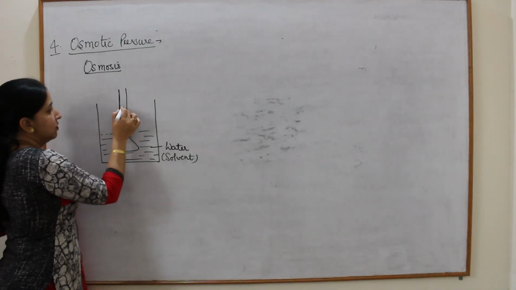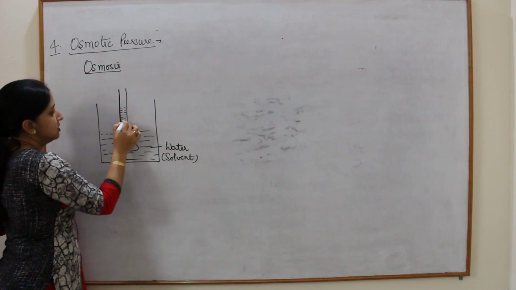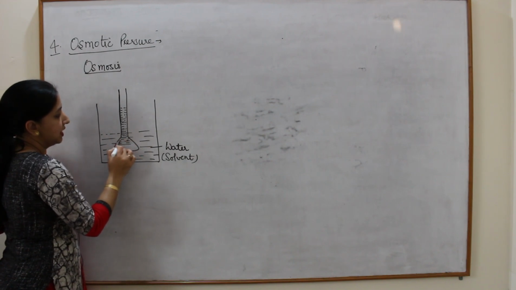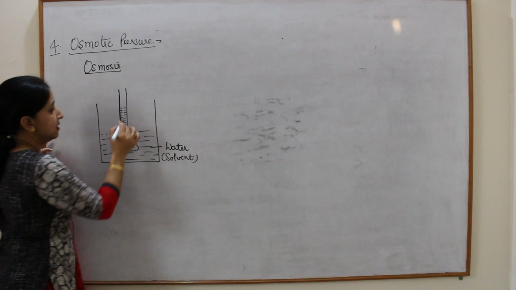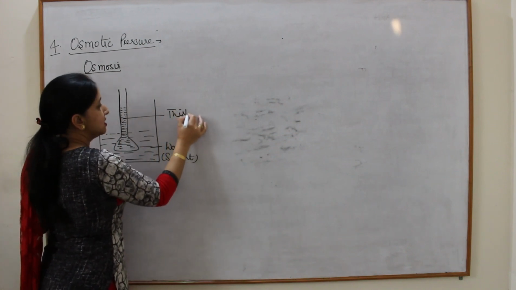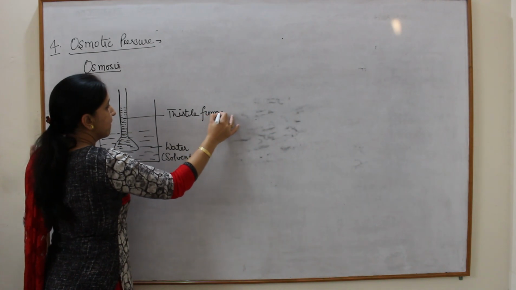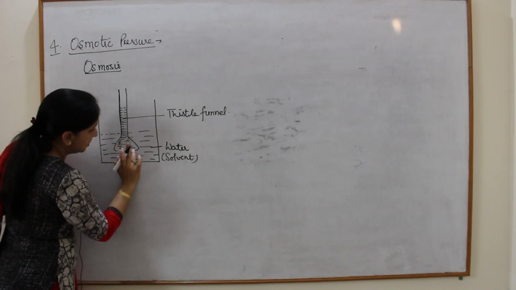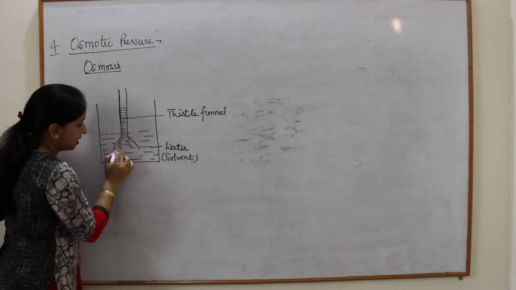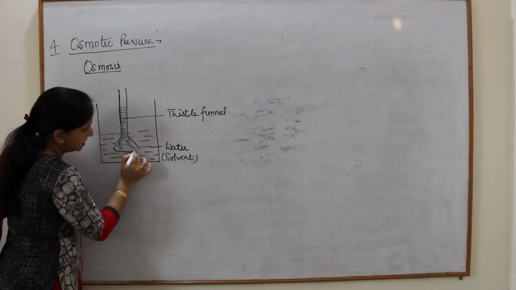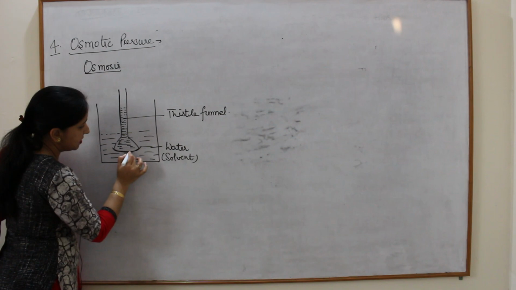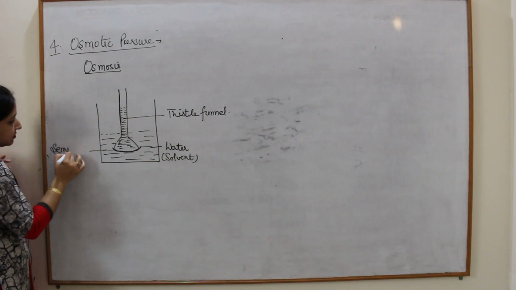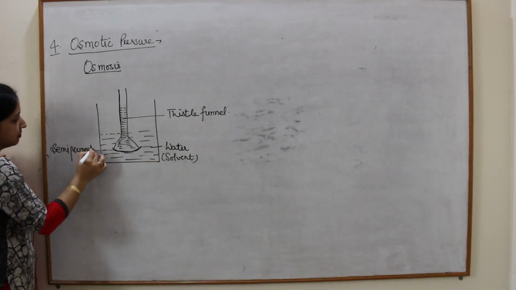In this funnel, we have taken some solution. It can be sugar solution, salt solution, anything. This is exactly a thistle funnel. This is known as thistle funnel, and at the bottom of the thistle funnel we have attached some semi-permeable membrane.